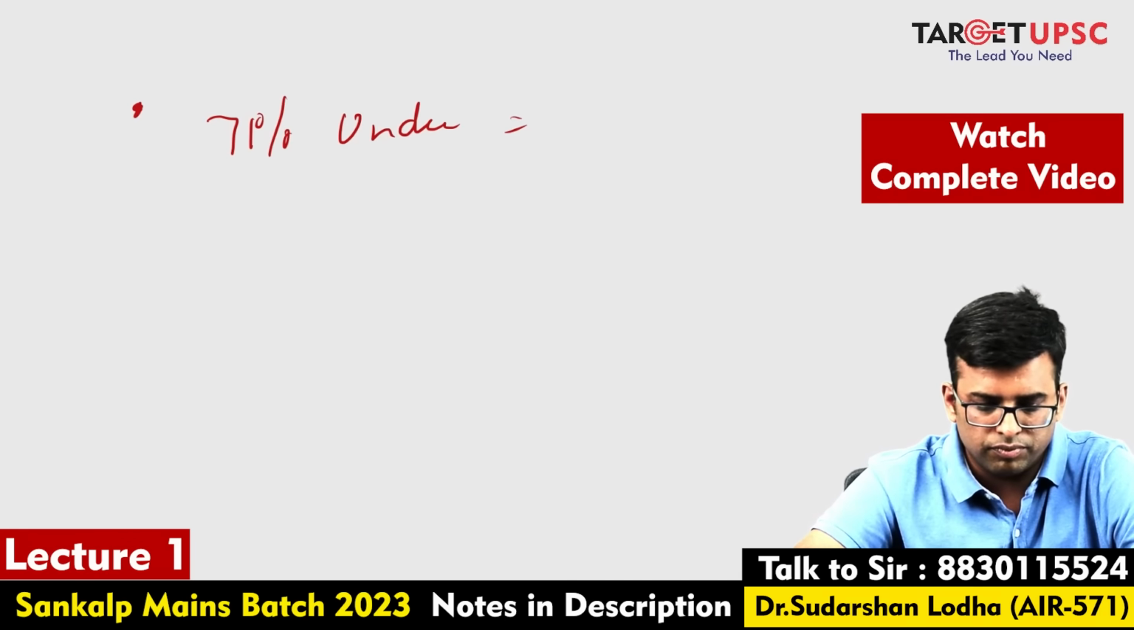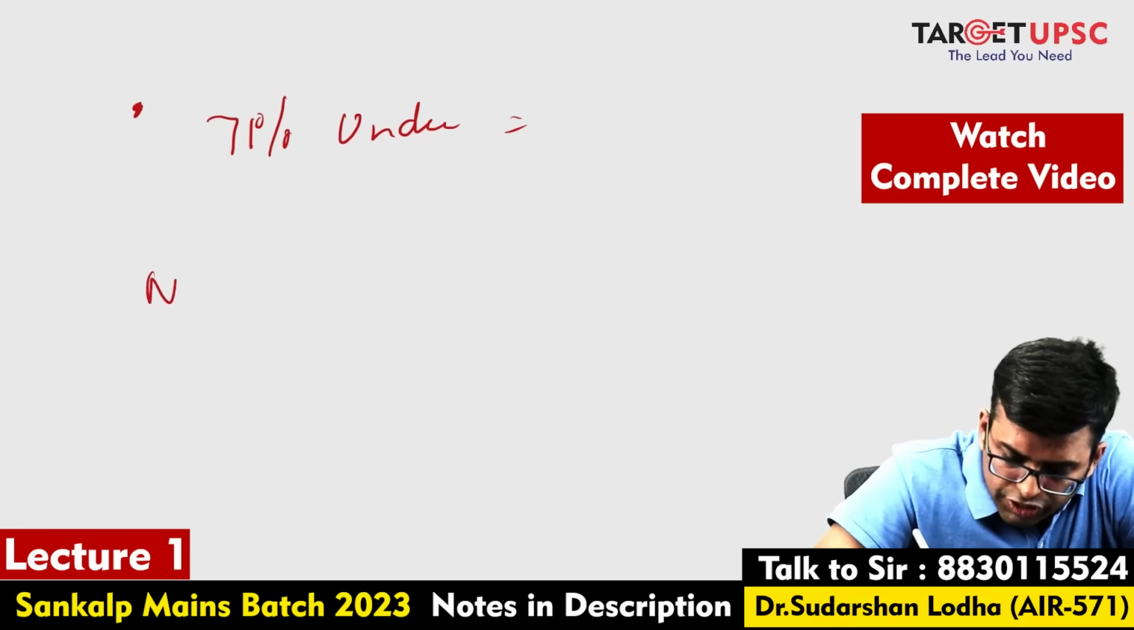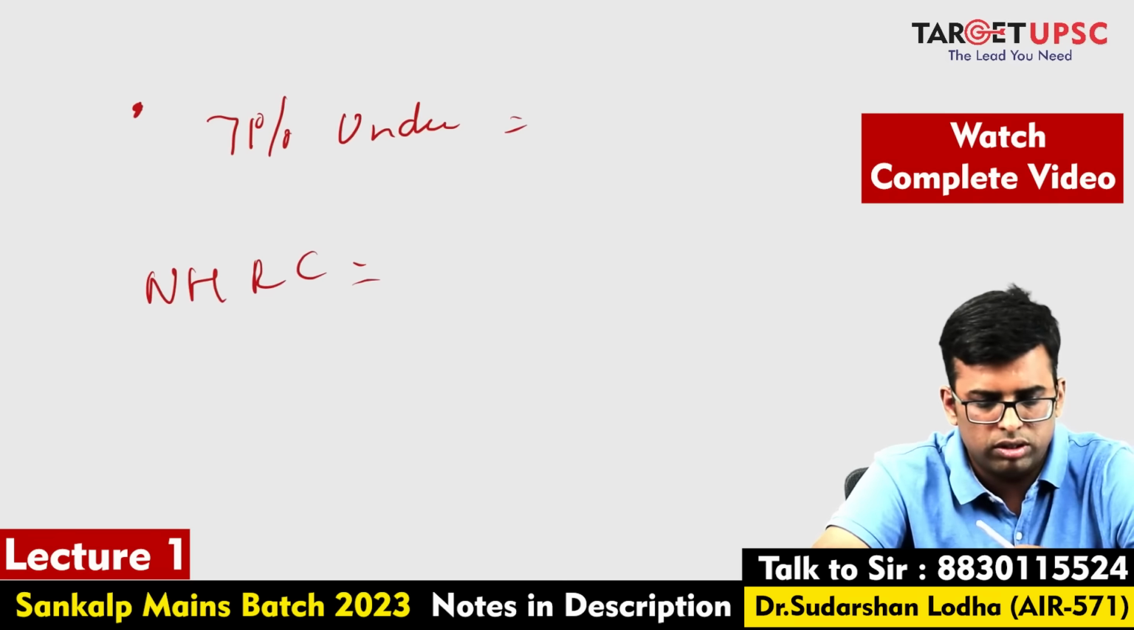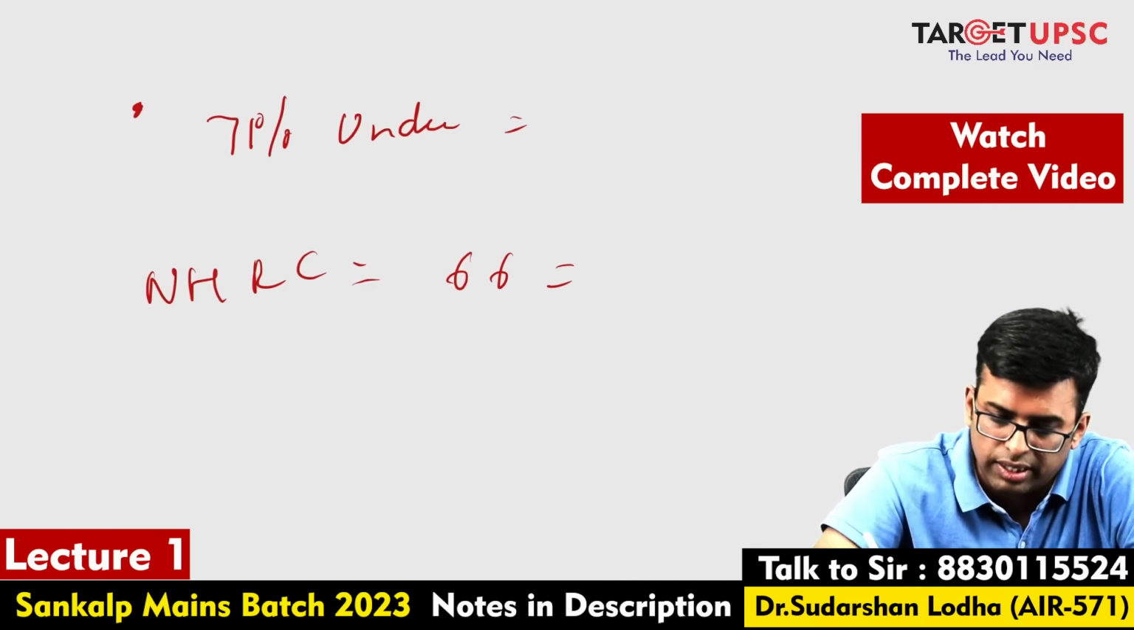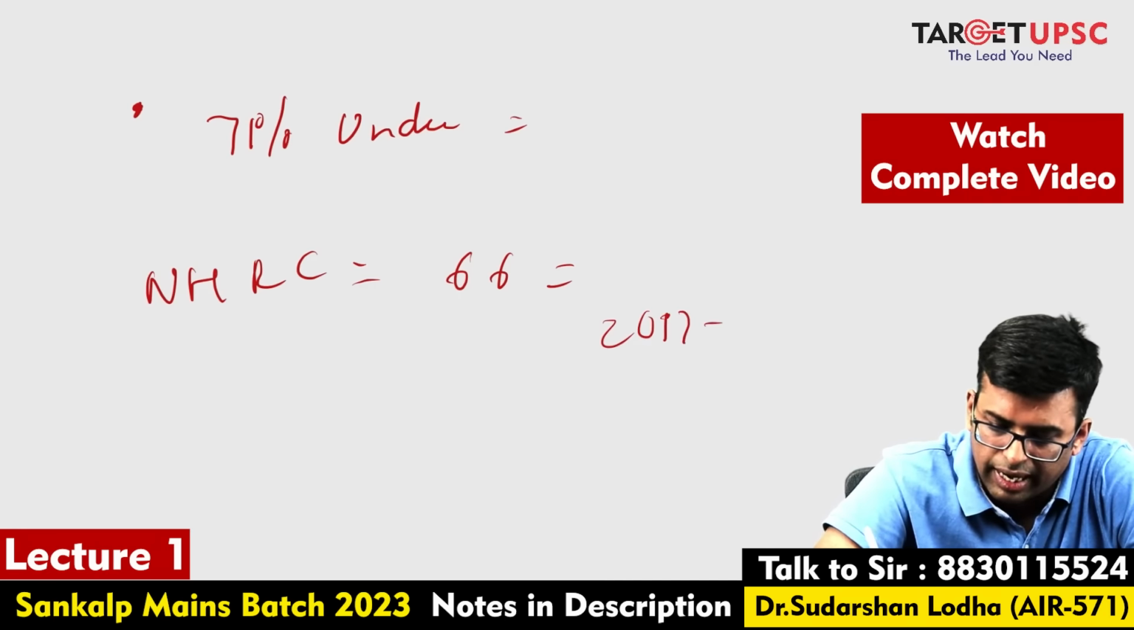ठीक है, अकॉर्डिंग टू एनएचआरसी रिपोर्ट, 655 डेथ्स बिकॉज ऑफ पुलिस एनकाउंटर्स हैव हैपेंड बिटवीन 2017 एंड 2022.